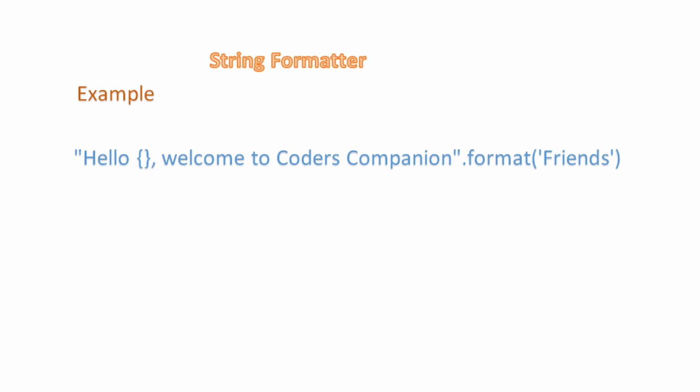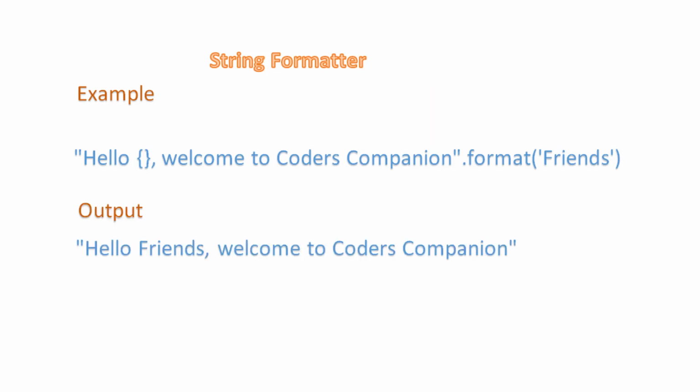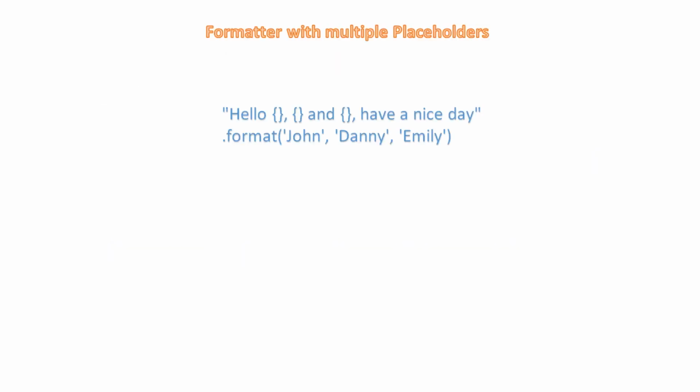For example, in this string I have a placeholder which is a pair of curly braces and I am passing a string literal value to the format function. The placeholder will be replaced by the value we passed and the output will be "Hello friends, welcome to Coder's Companion."